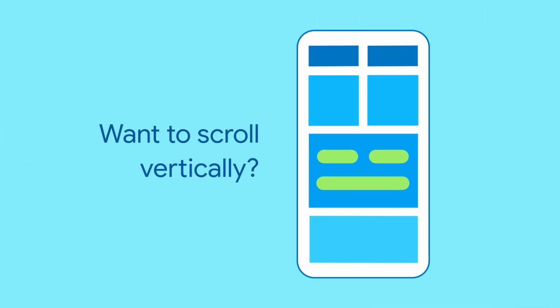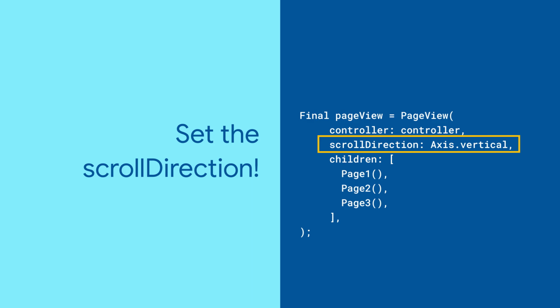Want to scroll your pages vertically? Just set the scroll direction to vertical. And that's it. By using PageView and PageController, your users can swipe through the screens to their heart's content.